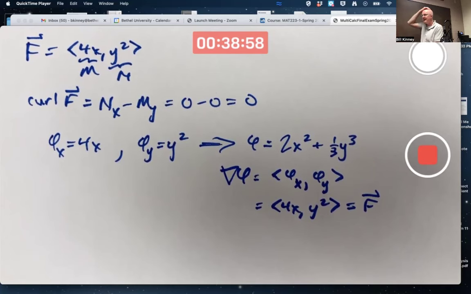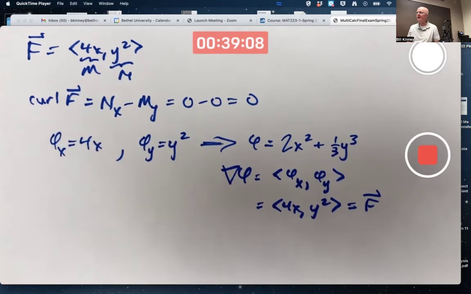I've said this before, I'll say it again. Most vector fields don't have a potential function. Most vector fields are not conservative. They are not gradients of some function. It's only when the scalar curl is 0 that they are. That's pretty rare.